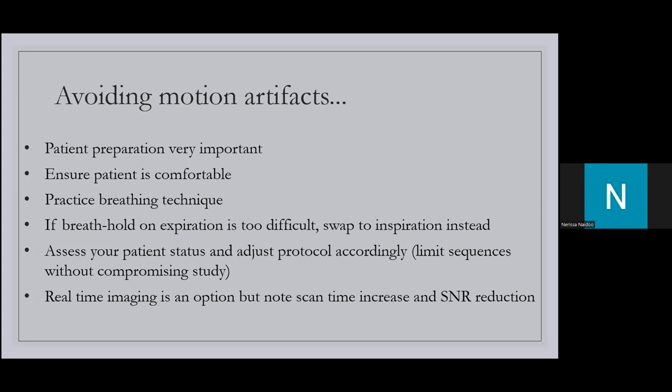We often use little cushions or soft pads under the elbows, because if your patient lies supine with their arms very flat, it becomes quite uncomfortable lying in that position for a long time. So cushions under the elbows worked well for my patients. A wedge under the knees, very, very helpful. And then practice your breathing technique.